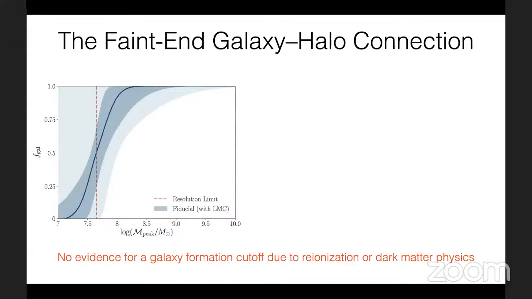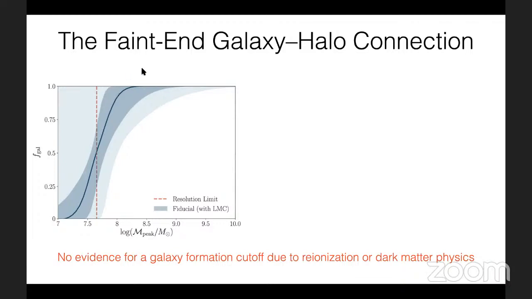So what we find is that there's really no evidence for a cutoff in galaxy formation due to reionization or due to dark matter physics. In particular, the posterior distribution for that cutoff, which can be visualized as I'm showing here in terms of an occupation fraction, the fraction of dark matter halos that host galaxies as a function of halo mass, is shown in blue and is consistent with 1. In other words, it's consistent with every halo hosting a galaxy down to essentially the resolution or the detectability limit.